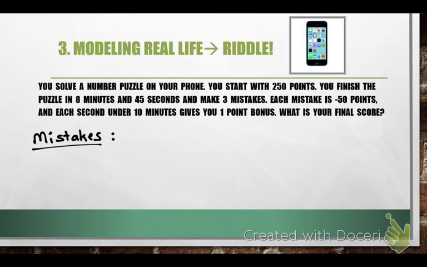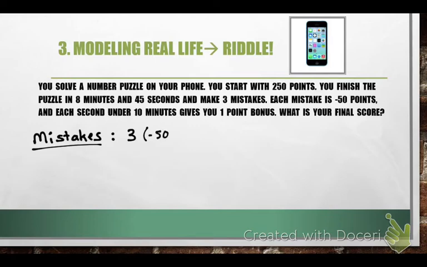3 mistakes. All right, guys, when we make these mistakes, does the problem tell us we get positive points or negative points? Negative points. How many points do we get subtracted if we get a mistake? Minus 50 each one. So I could say negative 50 plus negative 50 plus negative 50, or there's an easier way. I can do what? 3 times negative 50. All right, so let's do that.